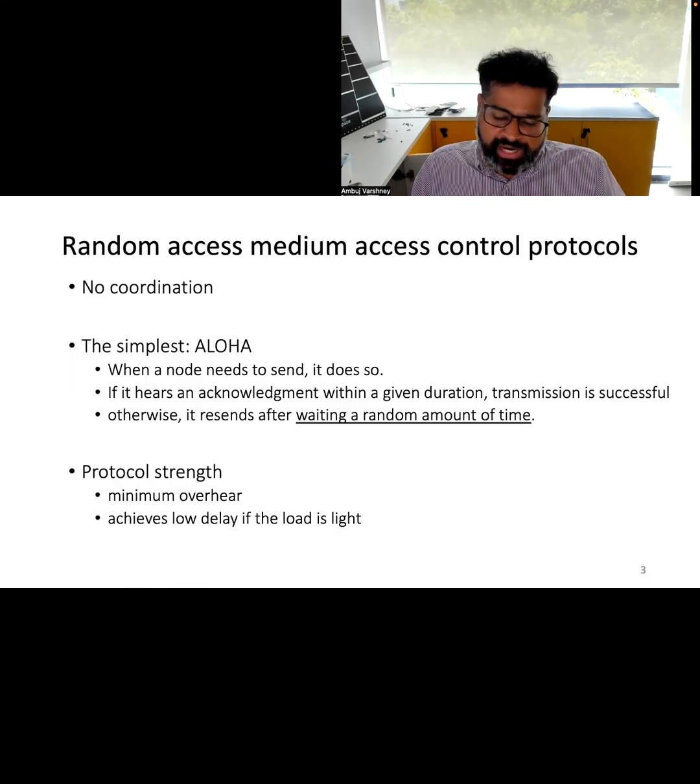So let's start by talking about random access protocol. In random access protocols, devices can communicate without requiring any prior coordination. One of the simplest random access protocols is called Aloha. The basic operation of the Aloha protocol is as follows. When a node wants to transmit data, it will simply send data without waiting for permission or checking for channel availability. Then it waits for acknowledgement.